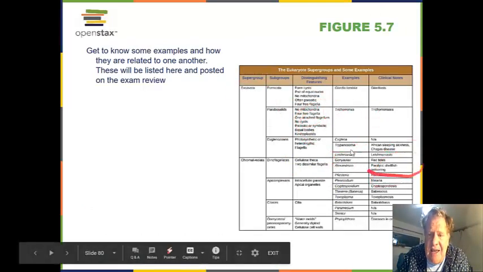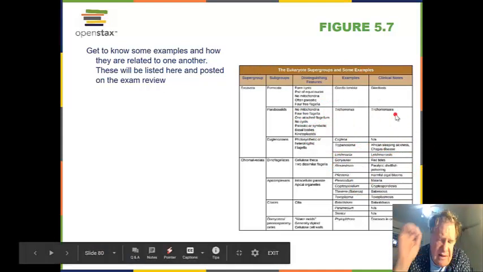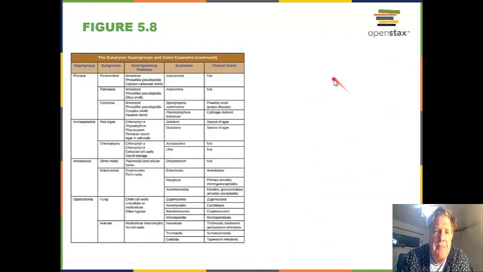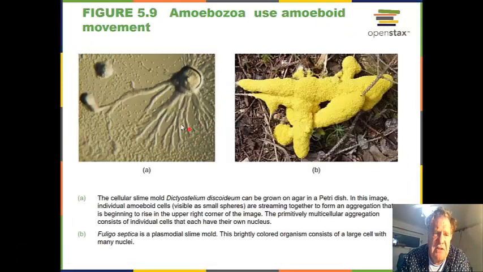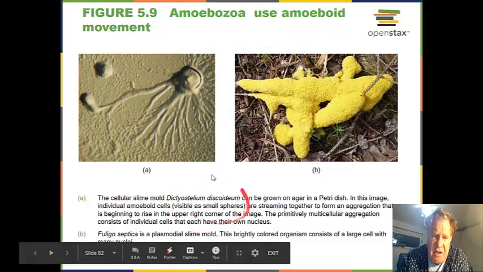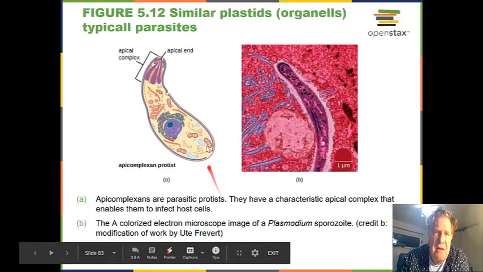I'm going to name and give you some of these organisms. And again, mainly we look at those because they are clinical samples. So here's a chart on here. The amoebozoa use amoeboid movement, and Dictyostelium would be the slime molds, Fuligo septica. Again, these are two examples that you would know.